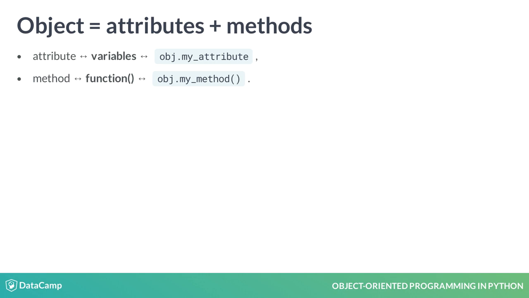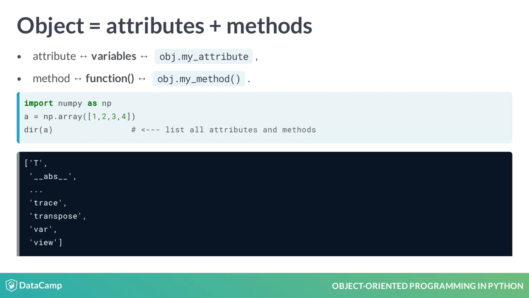Attributes, or states, in Python objects are represented by variables, like numbers or strings or tuples in the case of NumPy array shape. Methods, or behaviors, are represented by functions. Both are accessible from an object using the dot syntax. You can list all the attributes and methods that an object has by calling dir on it. For example, a NumPy array has methods like trace and transpose.